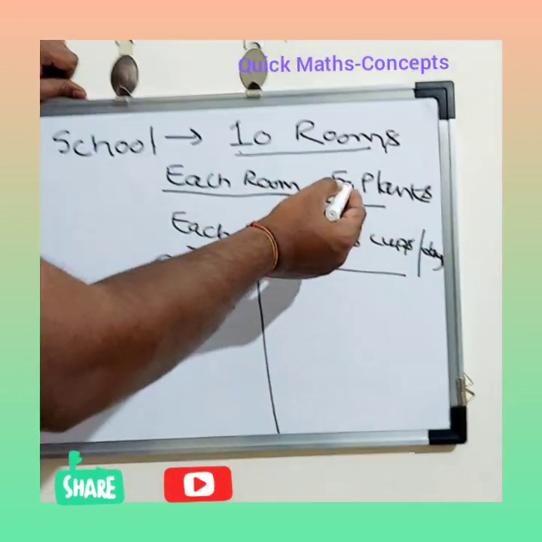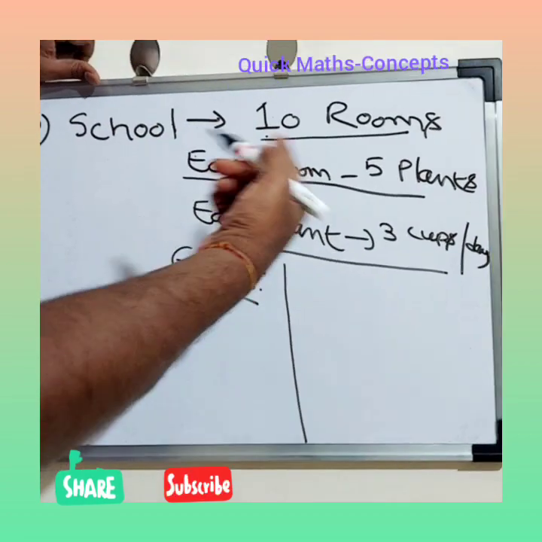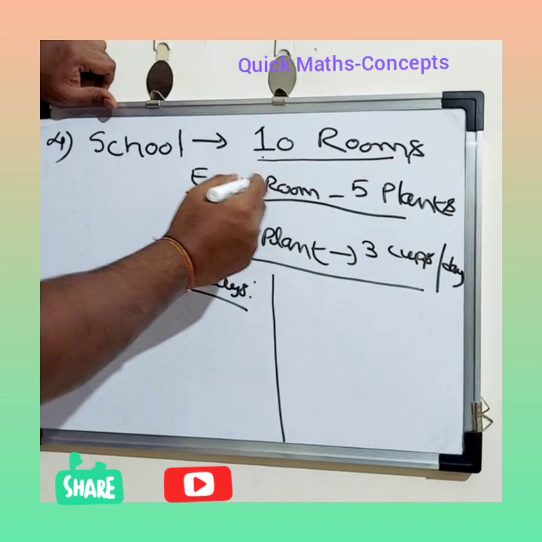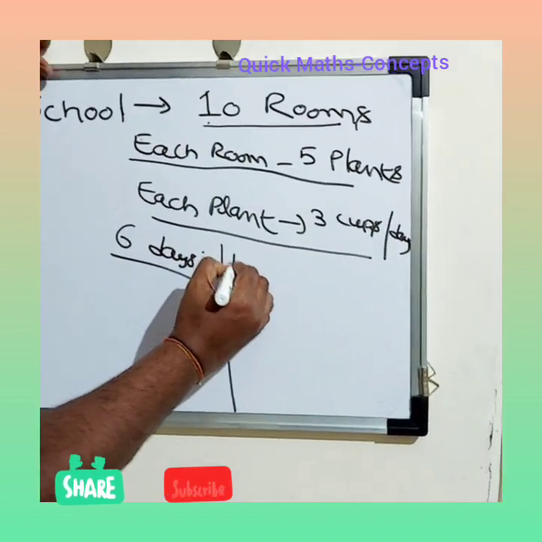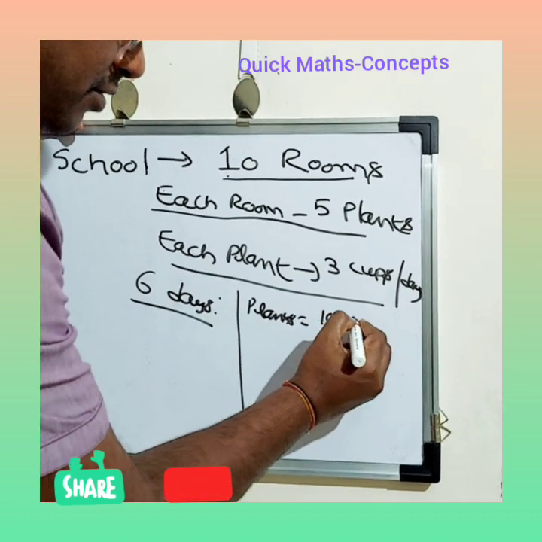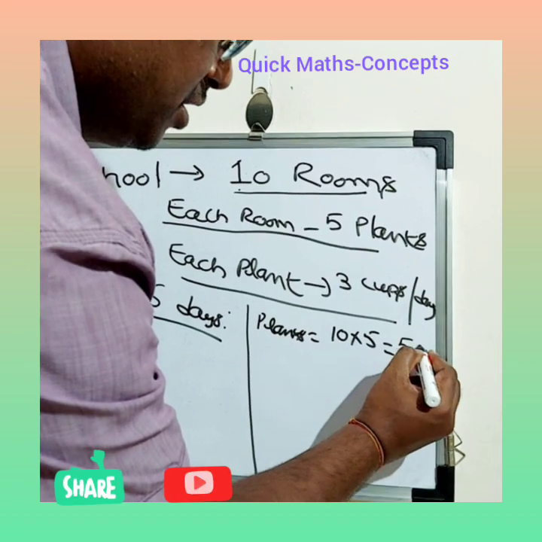Because if you find the total number of plants, then you can find how many cups of water per day. So there are a total of 10 rooms. So how many plants are there in total? Plants equals 10 into 5, because each room contains 5 plants. So there are 50 plants in total.